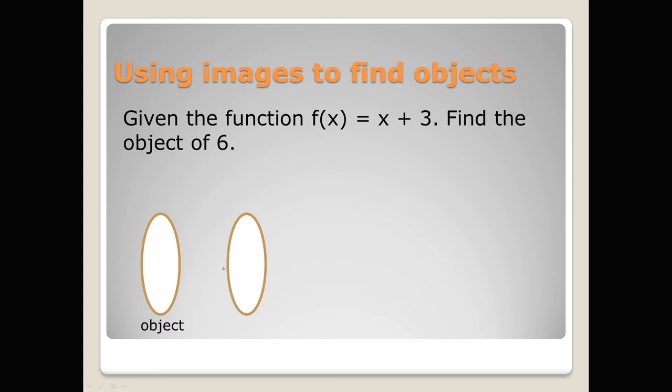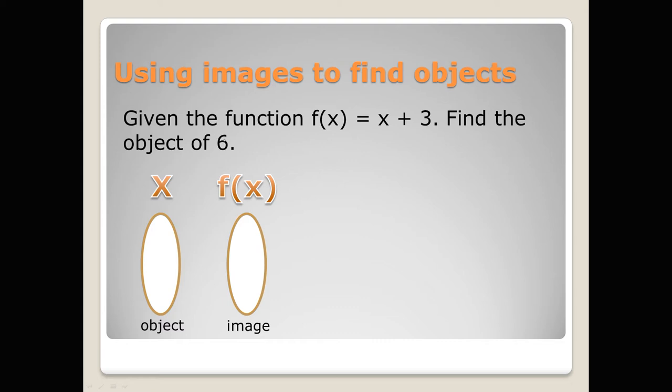This is the object set, and this is the image set. Again, I'm going to label them x and fx. Remember when we had 3 in this category, and we know that, for us to get to the other side, we have to plus 3, because the function is x plus 3. So this time, they have given us 6. Find the object of 6.